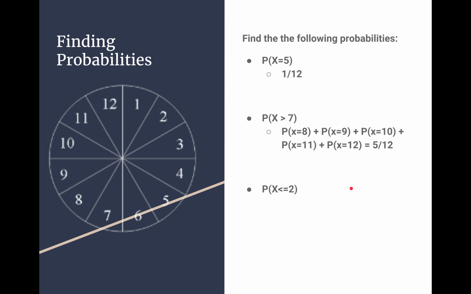Our last example is the probability that x is less than or equal to 2. So less than or equal to 2 includes 1 and 2. So the probability that x is less than or equal to 2 is going to be the probability that x equals 1 plus the probability that x equals 2, which is going to be 2 out of 12, which we need to always reduce, so that's 1 out of 6.